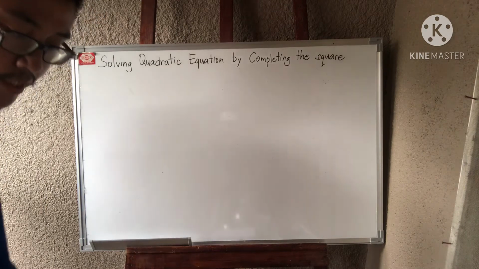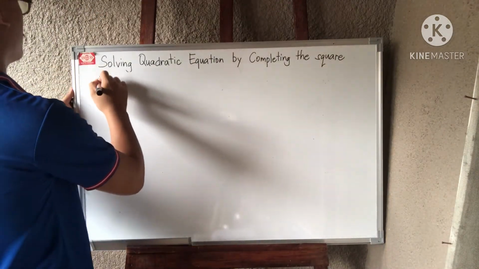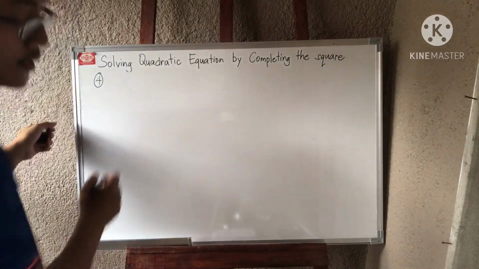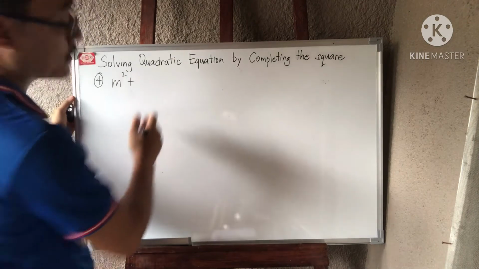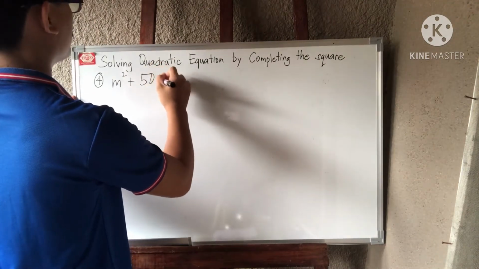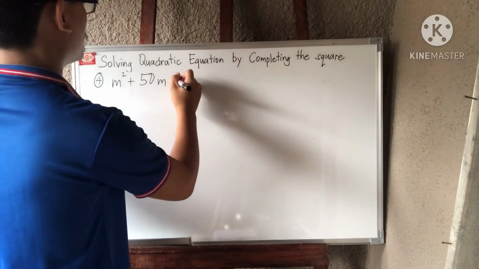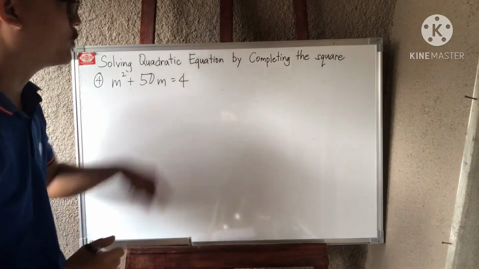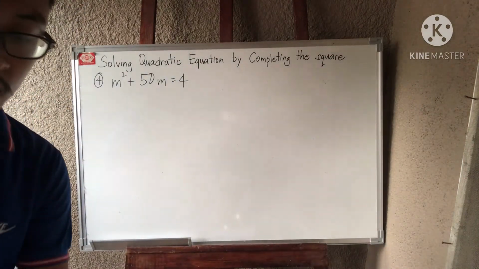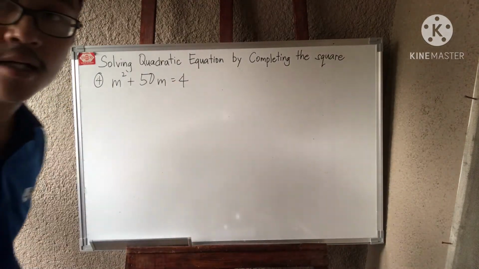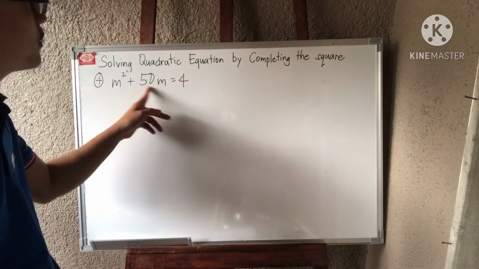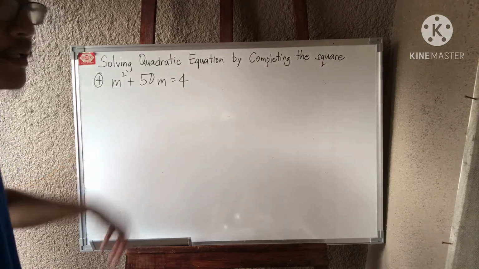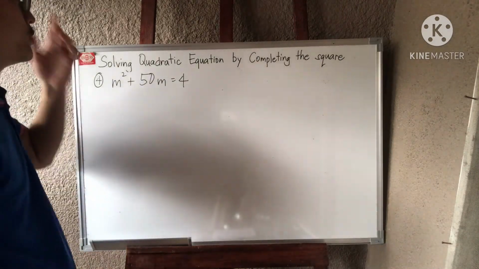Okay, last example tayo. Example number 4. We have m squared plus 50m equals 4. So, ganun din yung pattern niya, no? Yung constant nandun na sa right side. So, ang gagawin na lang natin is dito lang tayo mag-manipulate sa left side using completing the square.